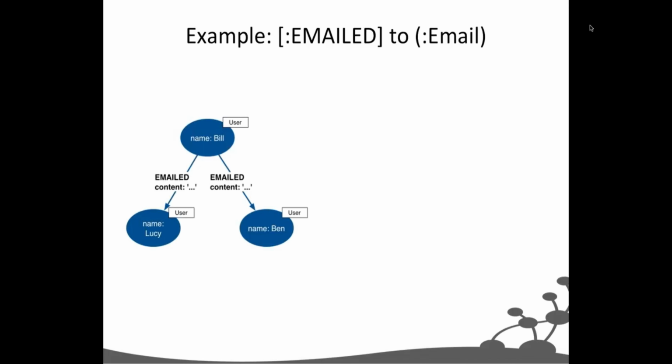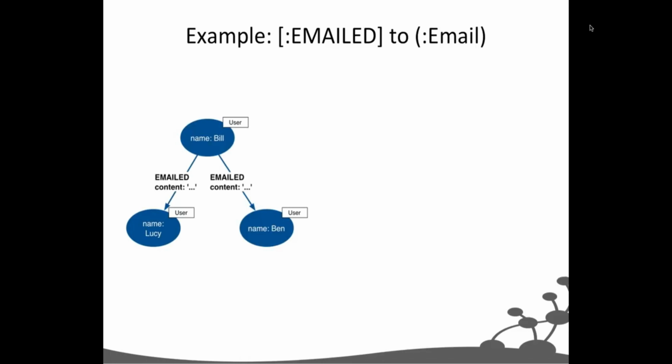So here's the situation that I mentioned a moment ago. We've got Bill emailed Lucy, Bill emailed Ben. Everything looks fine here. It seems to make sense. We can very easily understand what was going on. But then we might want to ask, well, okay, Bill emailed Lucy, but did he copy anybody else into that email? Did he blind copy other people in? All right. How would we model that? Feels a bit difficult, feels a bit tricky.